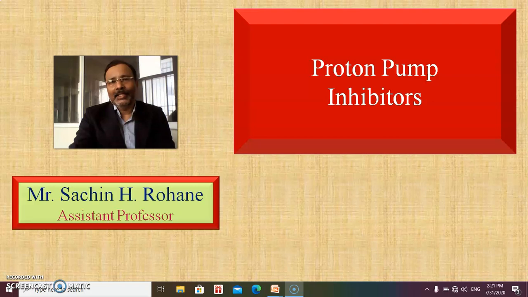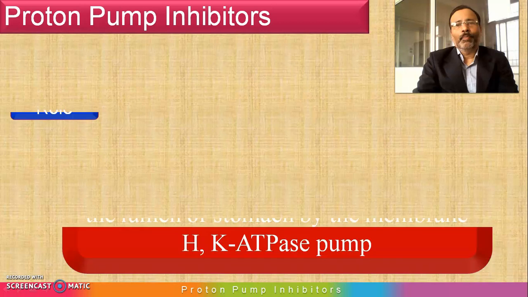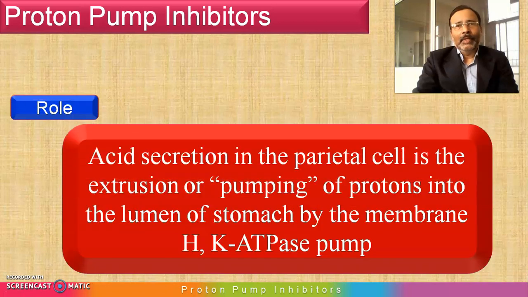Now let's start the discussion. Proton pump inhibitors are the agents which block the action of the proton pump. First of all, let's see the normal role of the proton pump. The final step in acid secretion in the parietal cell is the pumping of protons into the lumen of the stomach by the membrane hydrogen potassium ATPase pump.